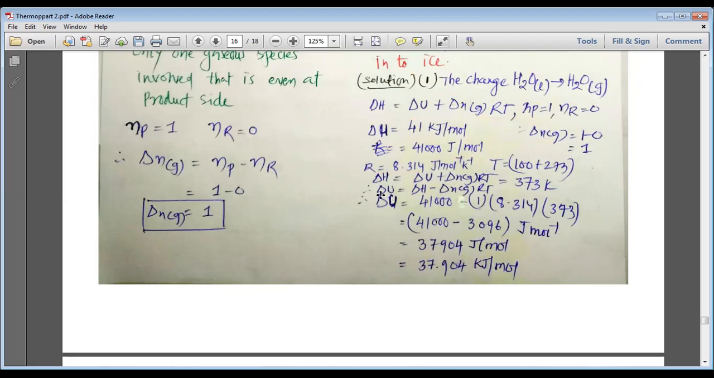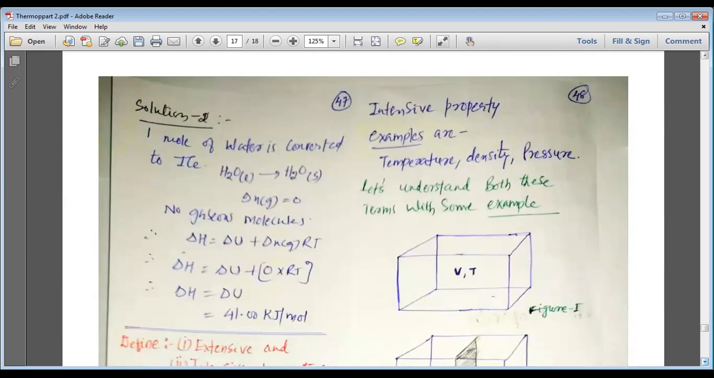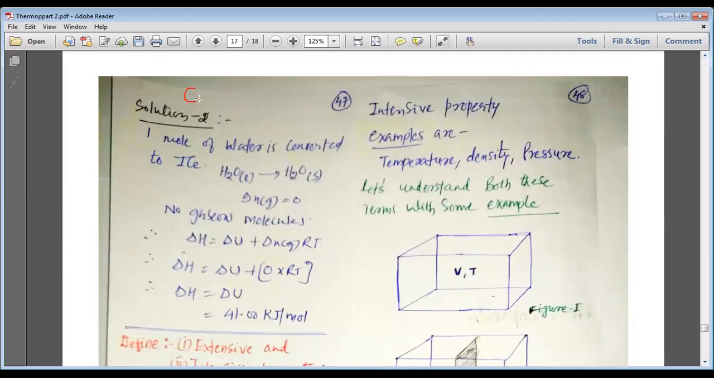From this equation, we get delta U is equal to delta H minus delta N gas RT. The value for delta H is 41,000. For delta N gas, we write 1. This 1 is for delta N gas. This 8.314 is the value for R. And this is the temperature at which this change takes place, that is the boiling point of water. And by doing the calculation, we finally get the answer. Change in internal energy is equal to 37.904 kilojoule per mole. Now, my dear students, we want to understand the second case. So, we'll study case number 2.